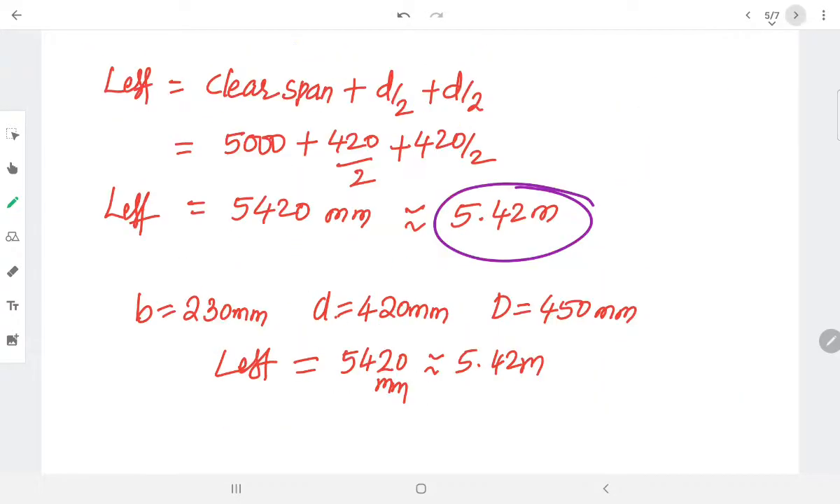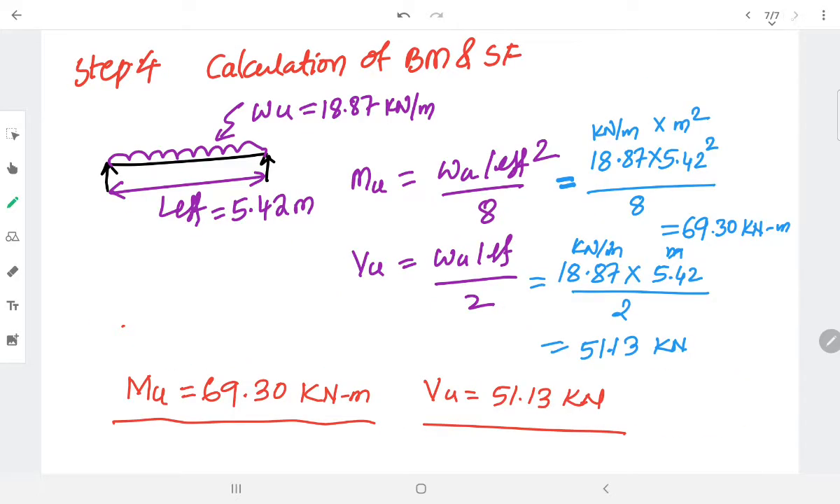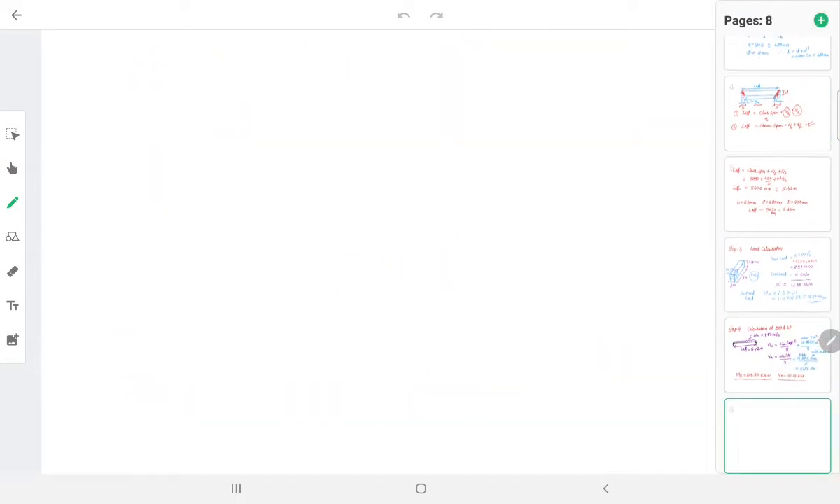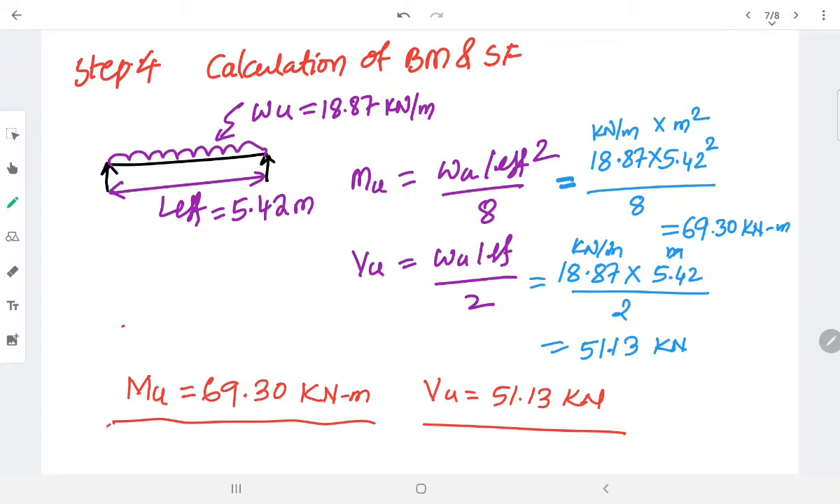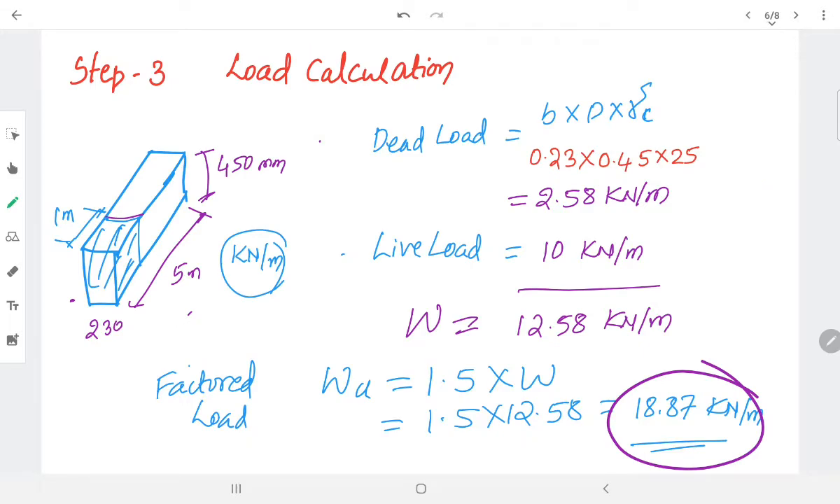As I said in the previous video, we must know what exactly singly and doubly reinforced beam is. Until you know singly and doubly, you are not able to calculate. Here we have calculated Mu and Vu. Before going to calculate the limiting moment of resistance, I must know what exactly singly and doubly is.